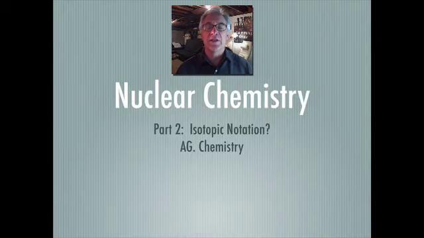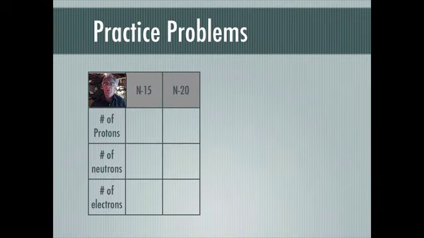Well, today's lesson is on isotopic notation. It's the second part of a three-part series in nuclear chemistry. And today's video is going to be talking about how you can calculate the protons, neutrons, and electrons in isotopes. So let's get started, first of all, with a couple of practice problems.